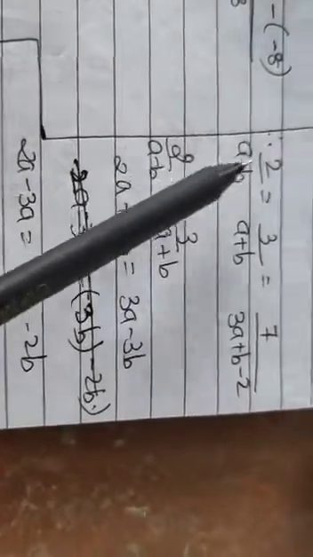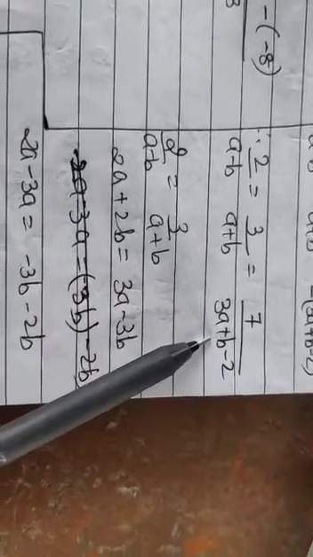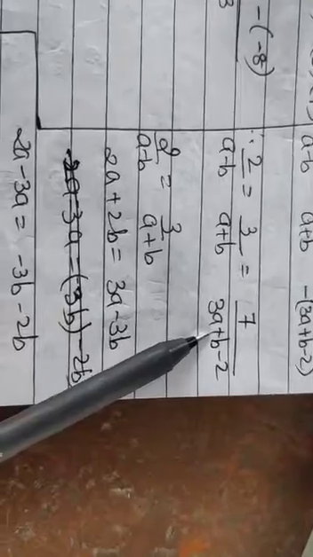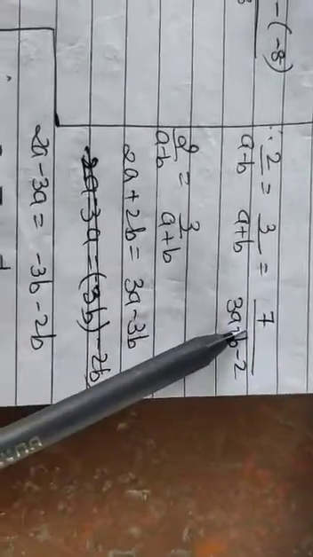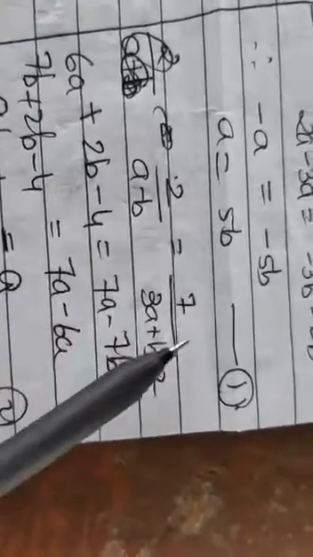Now I have to take the first and the third. If you want, you can take second and third also, no problem. It is your wish. I have taken first and second and first and third. Clear? You can take second and third also. So first and third, this is what I have written. 2 upon a minus b, and the third ratio is this. Again cross multiply.